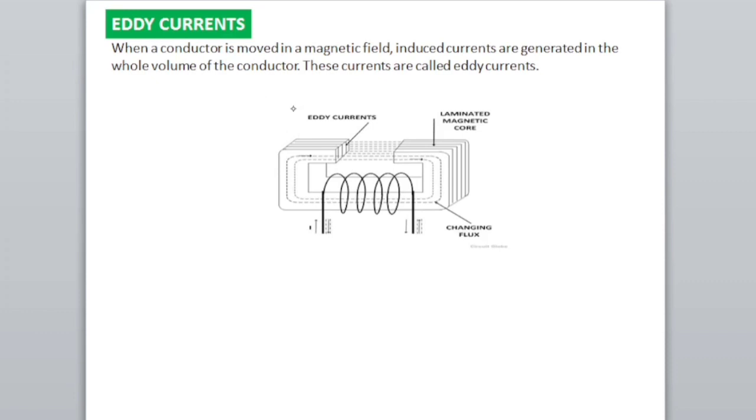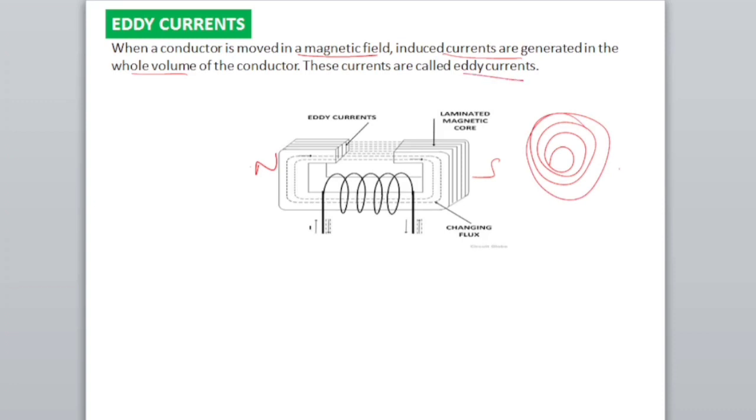Eddy current is nothing but what happens when a conductor is moved in a magnetic field. Suppose there are north and south poles, the conductor is there, and the magnetic field is inside. Whenever a conductor is moved in this magnetic field, induced currents are generated in the whole volume of the conductor in the form of eddies, like eddies in water. That's why these are called eddy currents.